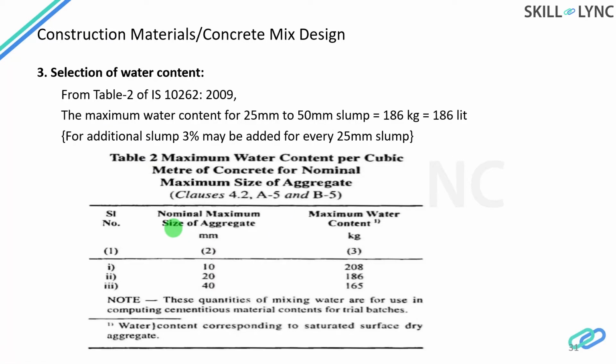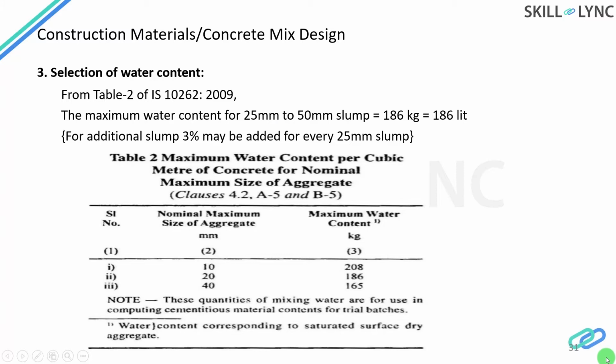So next is the selection of water content. From Table 2 of IS 10262-2009, the maximum water content for 25 mm to 50 mm slump is 186 kg, that is 186 liters. You can see here that the nominal maximum size of aggregate is 20 mm and the maximum water content is 186 kg. So, for additional slump, 3% may be added for every 25 mm slump.